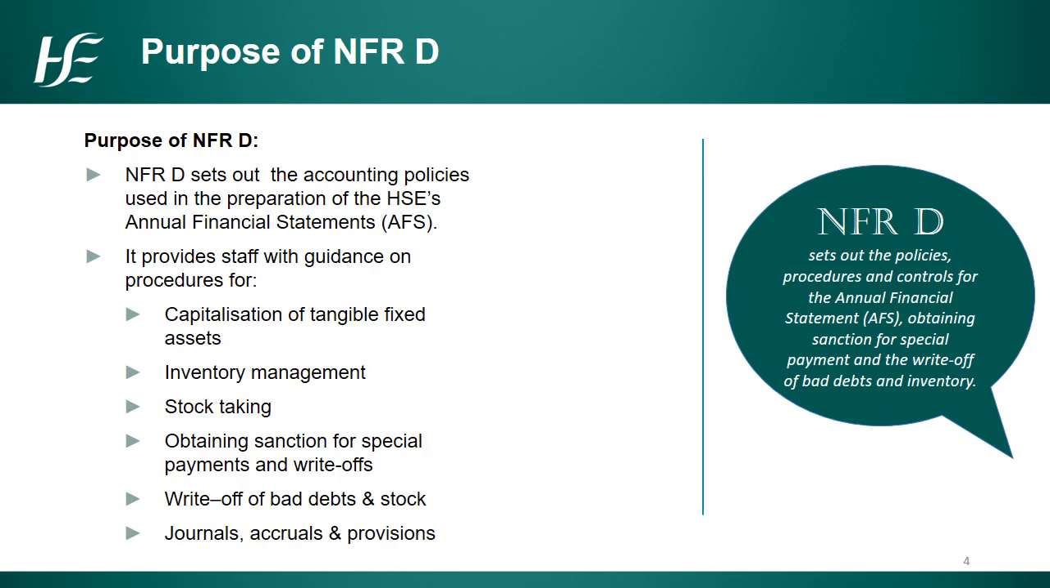Moving on to the purpose of the NFRD. NFRD sets out controls for financial reporting with a particular focus on the HSE's annual financial statement. It sets out the accounting policies used in the preparation of the HSE's AFS. It provides staff with guidance on procedures relating to property, plant and equipment, inventory management and stock taking, financial sanctions and write-off of bad debts and stock, and journal, accruals and provisions.